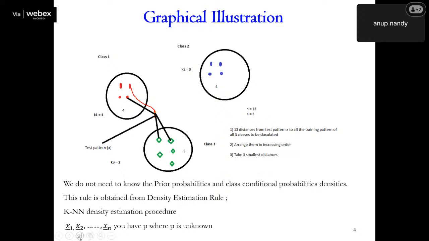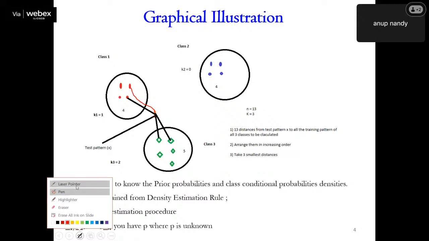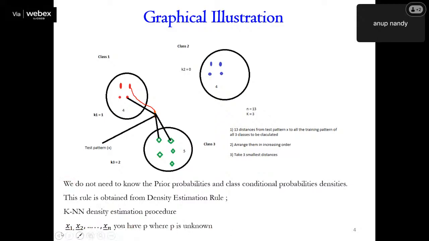As we can see, there are x1, x2, x3, up to xn. These are observations, or you can say random variables, that have been drawn from an unknown distribution P. P is a density function which follows some distribution, and it is not known to you. Now you have to estimate it. These x1, x2, xn are independent and identically distributed random variables, drawn from the distribution P, which is unknown to you.